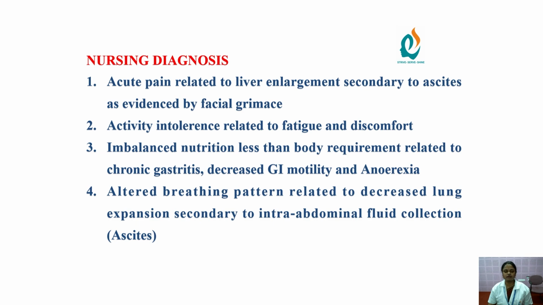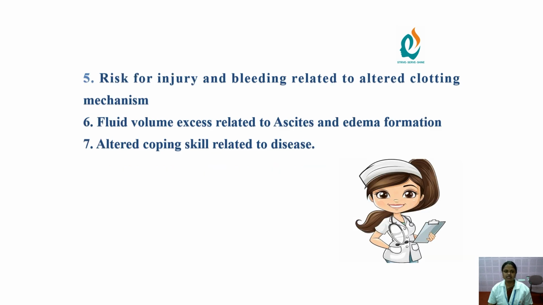So the nursing diagnoses for liver cirrhosis are: acute pain related to liver enlargement secondary to ascites as evidenced by facial grimace; activity intolerance related to fatigue and discomfort; imbalanced nutrition less than body requirement related to chronic gastritis, decreased GI motility, and anorexia; altered breathing pattern related to decreased lung expansion secondary to intra-abdominal fluid collection, also called ascites; risk for injury and bleeding related to altered clotting mechanism; fluid volume excess related to ascites and edema formation; and finally, altered coping skills related to the disease.